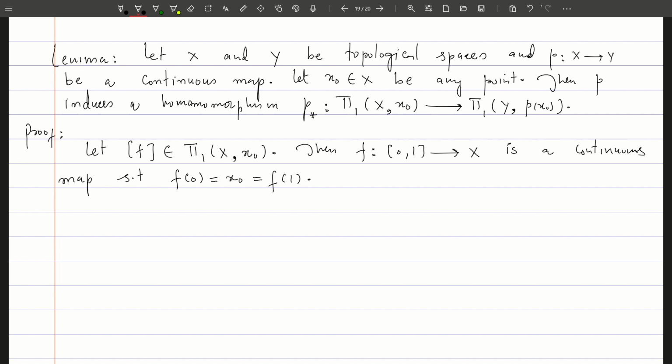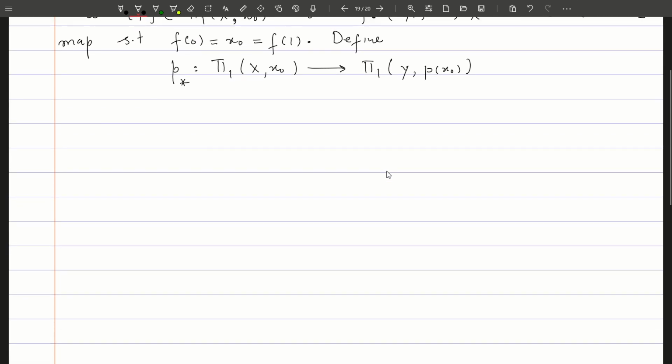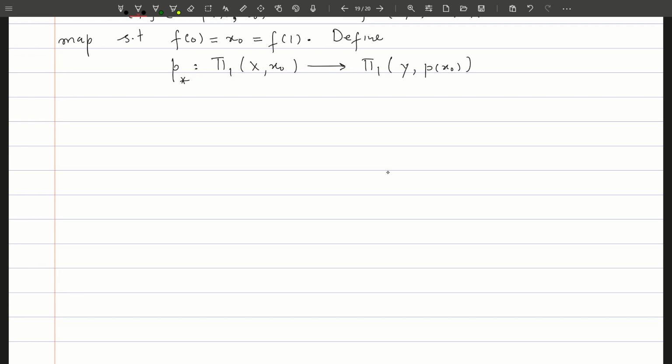Now we define this P star from pi 1 X x naught to pi 1 Y P of x naught by: P star takes the homotopy class of f and maps it to the homotopy class of P composite with f.